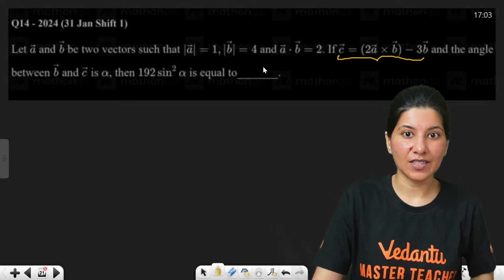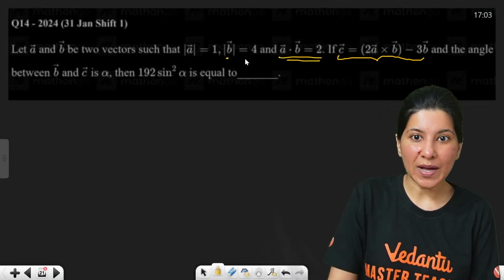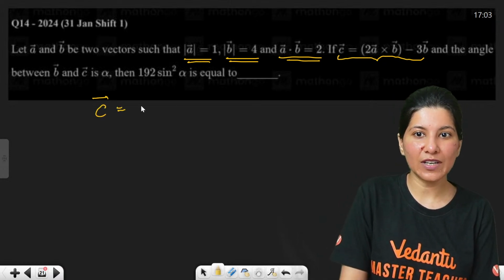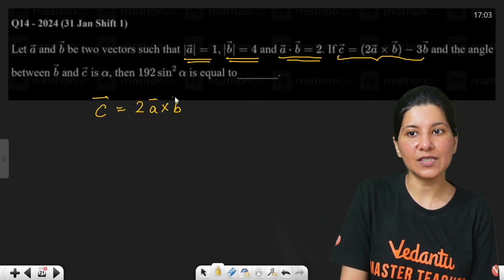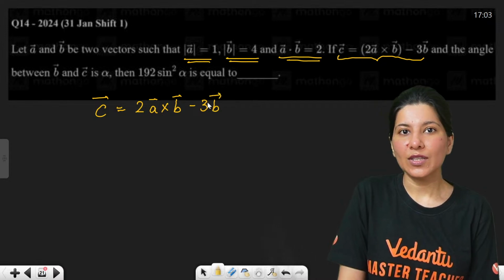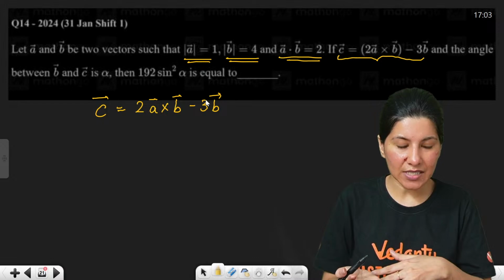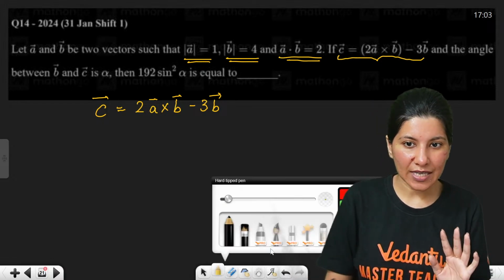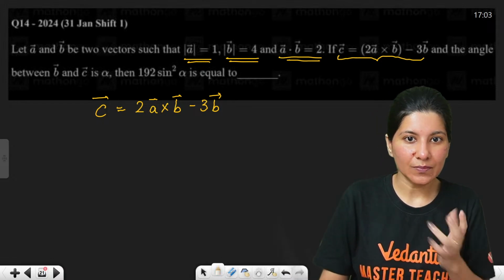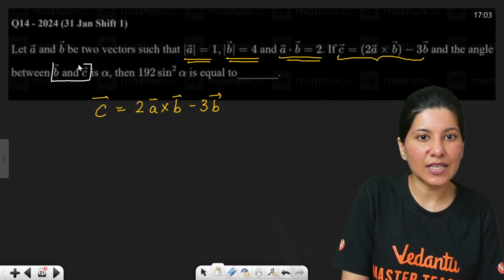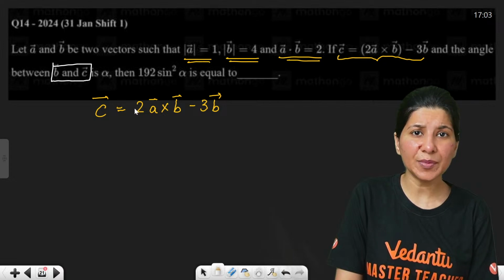Again, A dot B is 2, magnitude of B is 4, everything is the same. So whenever you get this type of equation, the way to solve it is to take dot with the other 2 vectors, then square it. Okay, so we are going to do the same over here. We are looking for alpha, the angle between B and C.